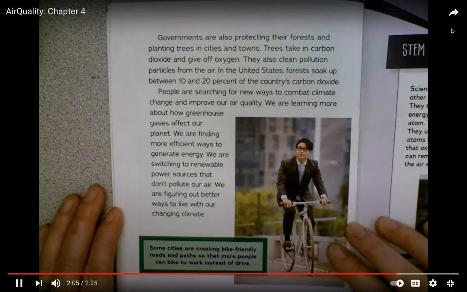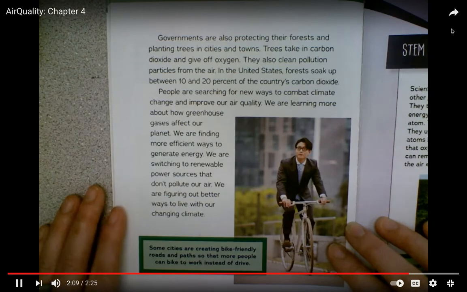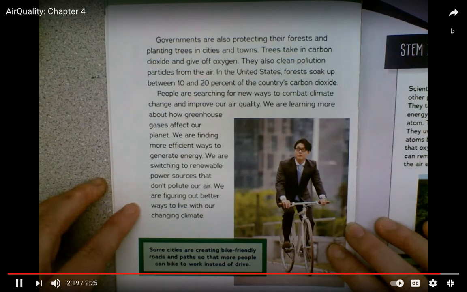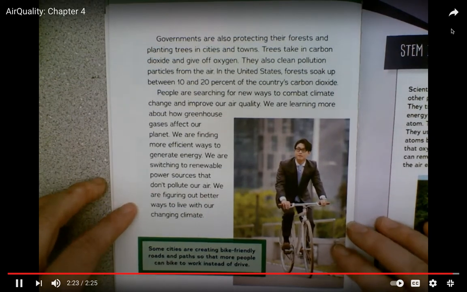People are searching for new ways to combat climate change and improve our air quality. We're learning more about how greenhouse gases affect our planet. We're finding more efficient ways to generate energy. We're switching to renewable power sources that don't pollute our air. We're figuring out better ways to live with our climate change.